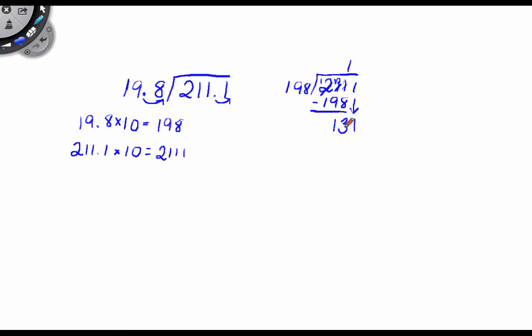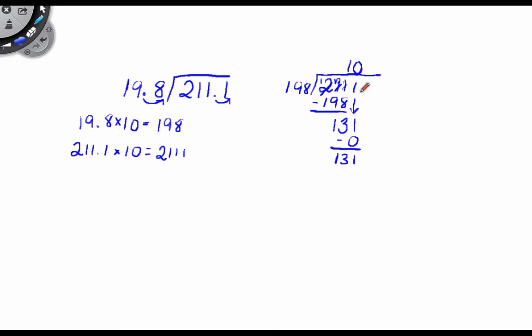198 can't go into 131 at all, since 198 is larger, so we're going to put that it can go into it 0 times. And 198 times 0 is 0, and we do our subtraction and we end up with 131. That's a really big remainder, and again, remember, we're dealing with decimal points. We can't have a remainder. Decimals are already remainders in themselves because they're parts of a whole.